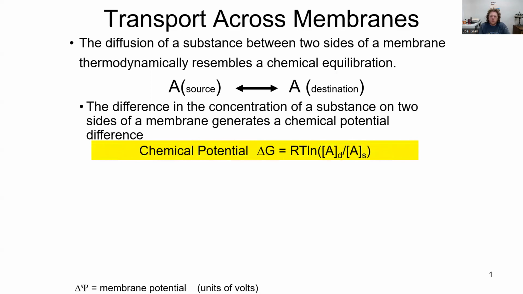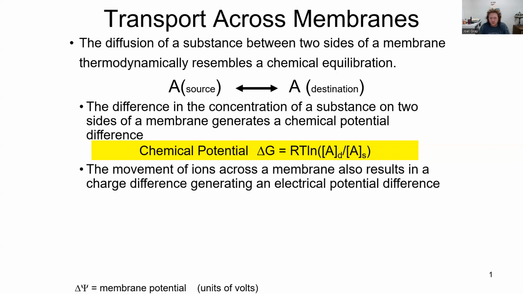So what we can do is we can look at our chemical potential as delta G, I apologize for yawning, is equal to RT times the natural log of the concentration of our substance in our destination versus the concentration in the source. So the final position or the product over the initial or your reactant.